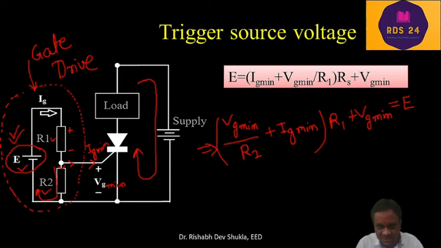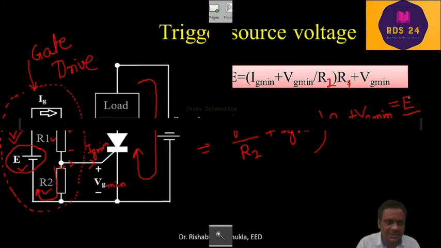The expression which is written here, please consider it. This is not R1, this is your R2, and this RS is your R1. So now this equation will be like: the source voltage E is equal to Vg minimum divided by R2 plus Ig minimum, whole multiplied with R1. This is the voltage drop in the series resistance, plus Vg minimum. This is the required value of E in our gate drive circuit.